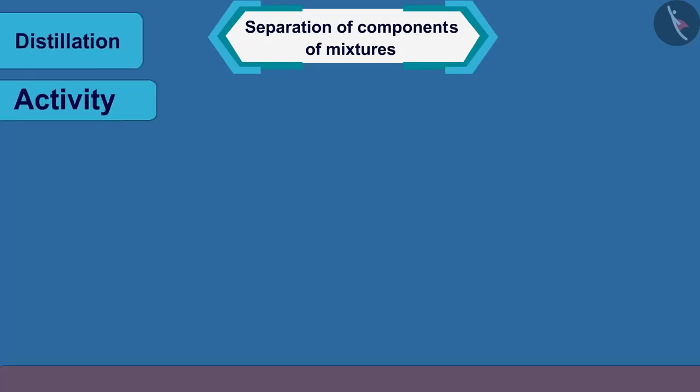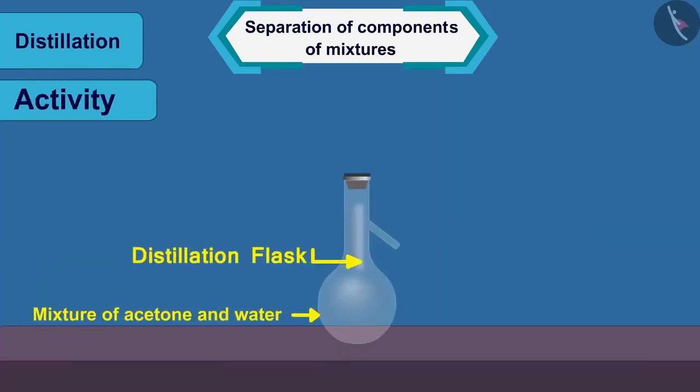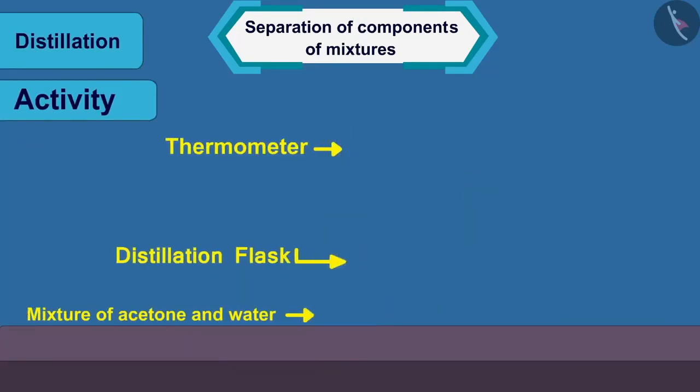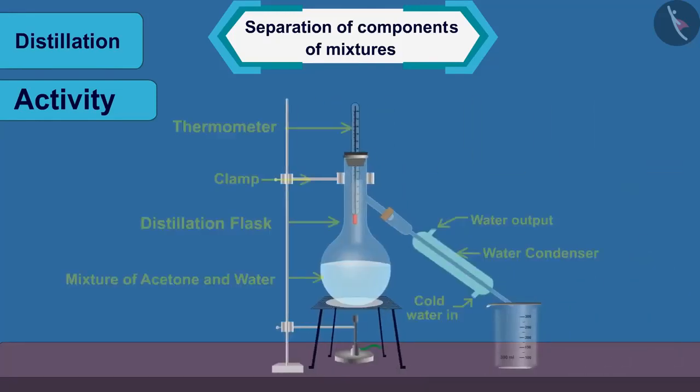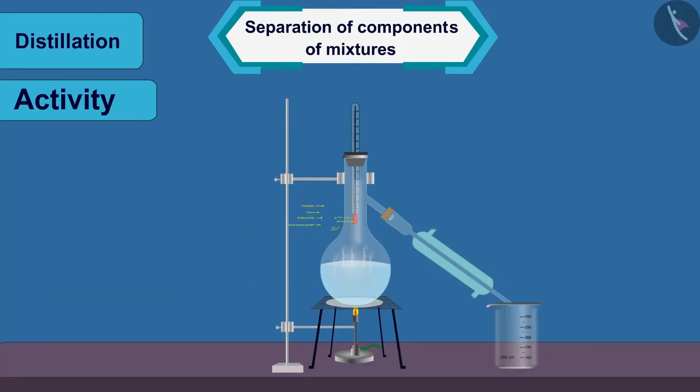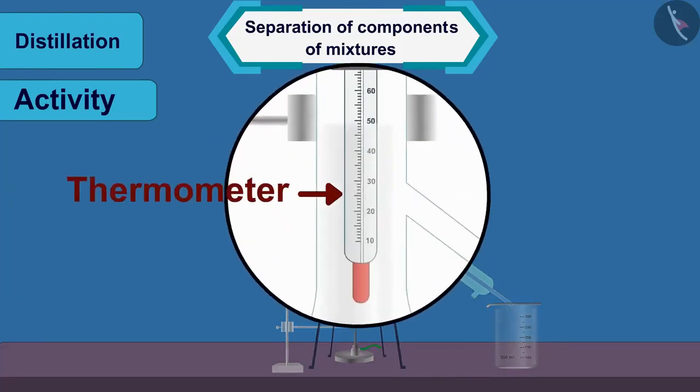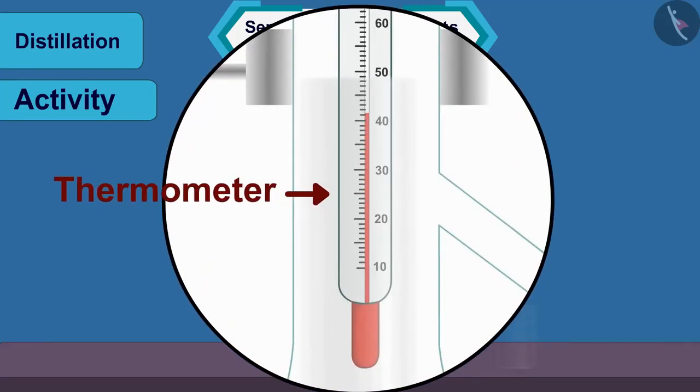Take a mixture of acetone and water in a distillation flask. Put a thermometer in it. Now, arrange the device in this way. Heat the mixture slowly and carefully observe the thermometer. As the mixture heats up, what do you observe?